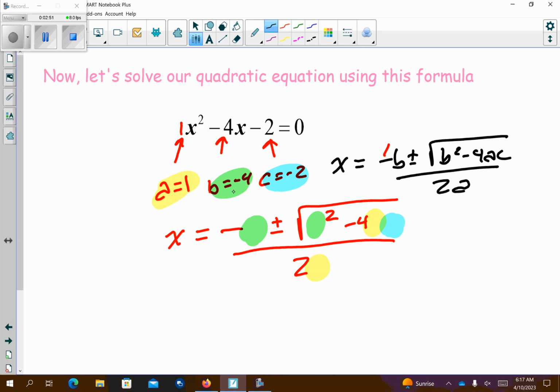So notice that my b value is -4, so I get -4. And then I get -4 squared. Notice I put that in parentheses. We'll come back to that in a moment. And then I get my a value, which is 1, and my c value, which is -2, all divided by 2 times a, which is my a value. So now we've plugged in where certain things go.